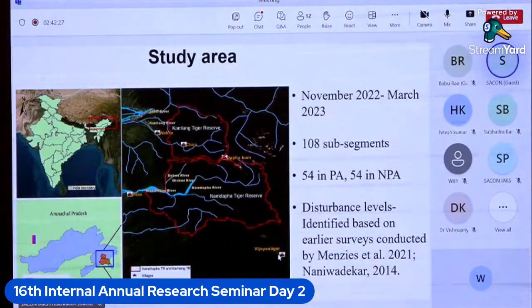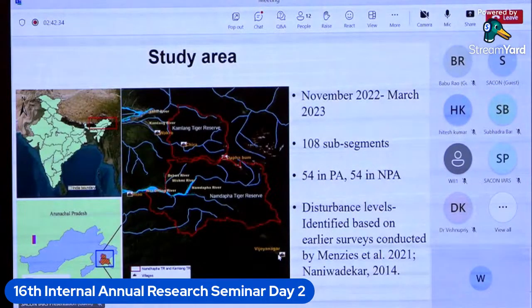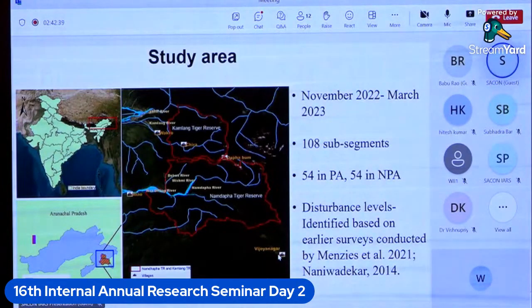From November 2020 to March 2023, we collected data from Namdapha Tiger Reserve. This Namdapha Tiger Reserve is located in Changlang district of Arunachal Pradesh. Namdapha has four main river streams: Dihing, Noa-Dihing, and Namdapha, which are running to the north. The Noa-Dihing is also a tributary of Namdapha. And this Namdapha Tiger Reserve has many ethnic communities, like Mishmi, Chakma, and Lisu, as dominant communities residing there.